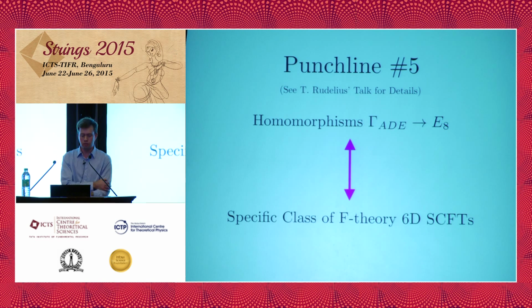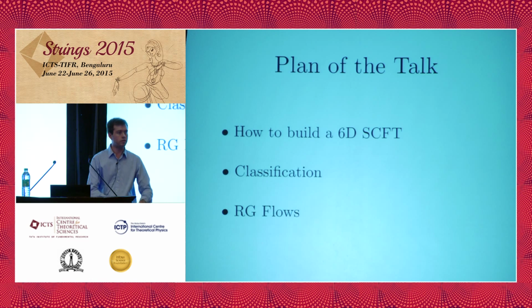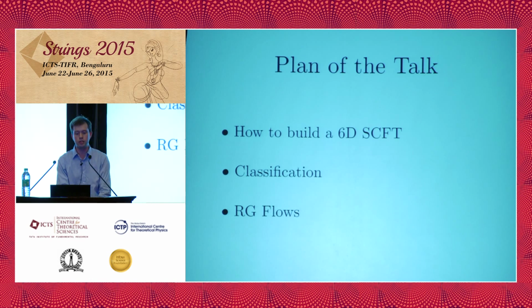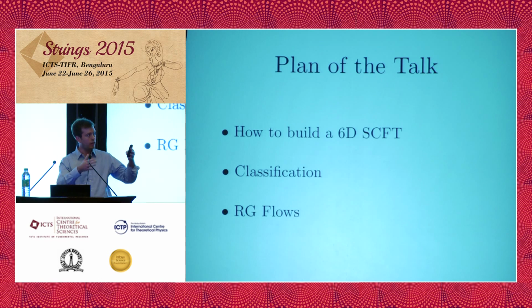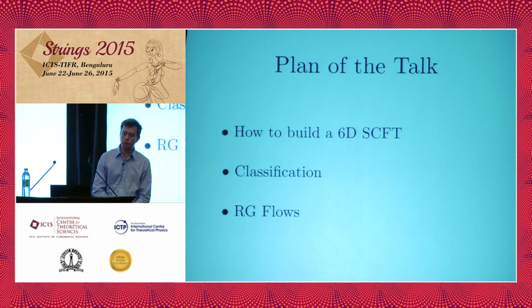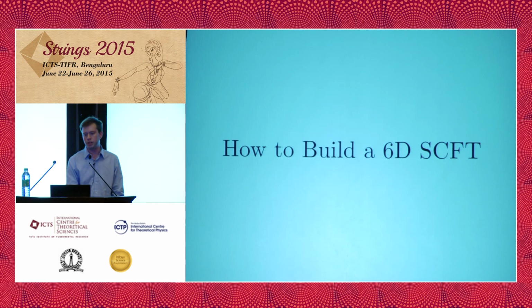OK, so what am I going to do in the rest of this talk? I'm going to be explaining where we got these punchlines from. And the plan is going to be as follows. First, I'm going to tell you how to build an SCFT, just what are the general ideas for building these things in the context of a string compactification. Then I'm going to tell you about how we go about actually classifying it, both what some of the ideas for how to present a classification scheme are, as well as the evidence we think we have that this is a complete list. Then I'm going to tell you about some of the things you can do with this. Namely, if you look at the geometry of the extra dimensions, what kind of flows can you get going between different types of theories?